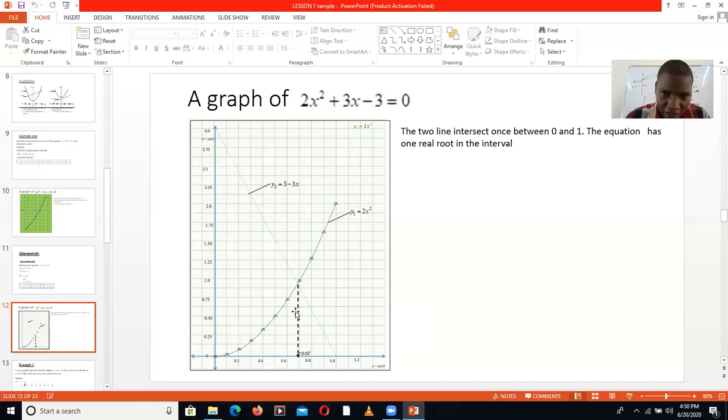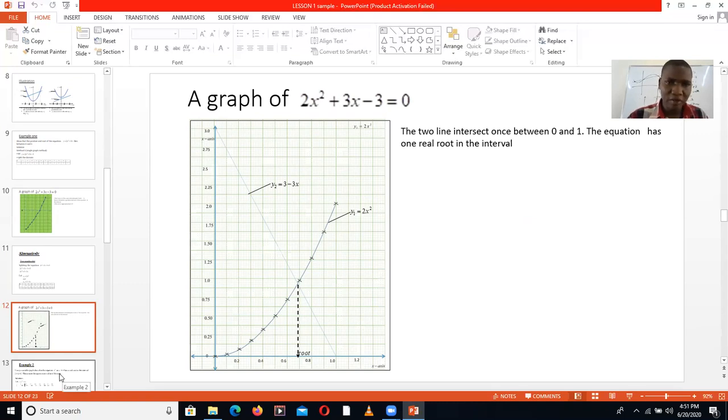So you draw a dotted line, use a dotted arrow, and write somewhere the root is somewhere here. The root exists between 0 and 1. So your conclusion will be the two lines intersect once between 0 and 1. The equation has a real root in the interval given.